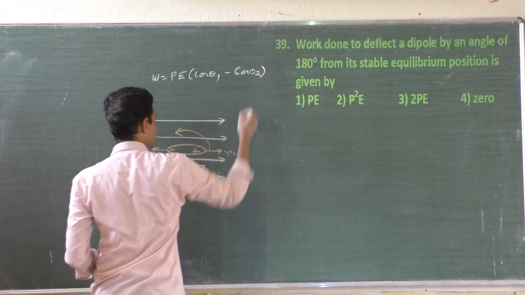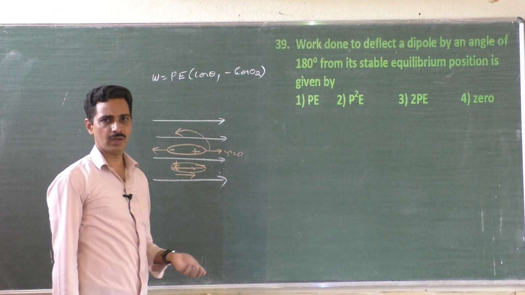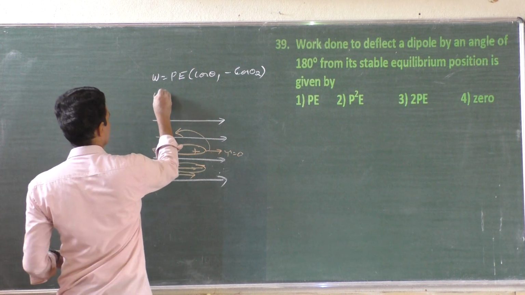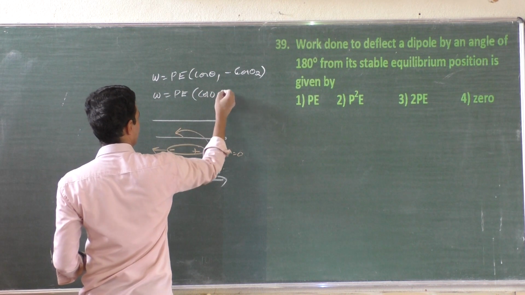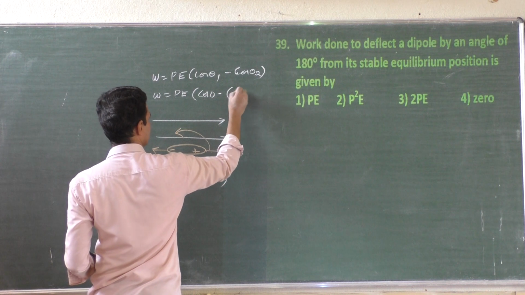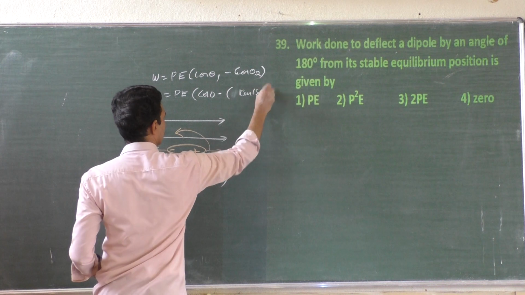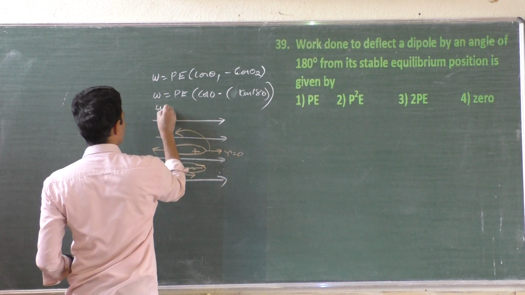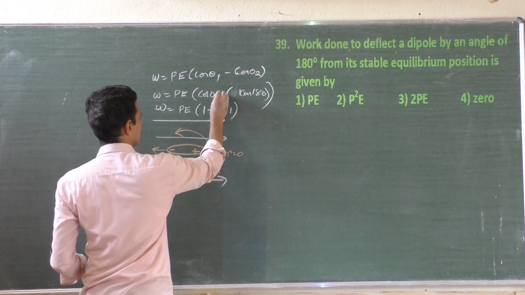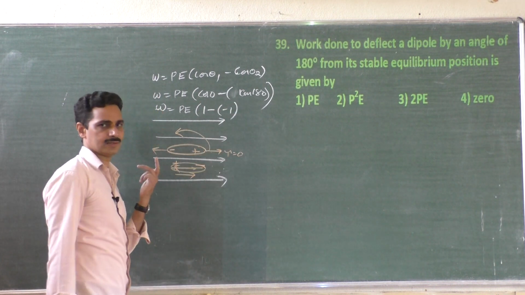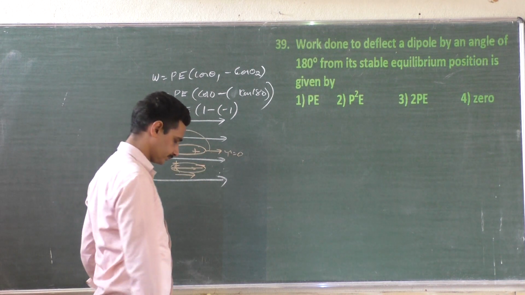So what is the energy in the initial position? pE cos theta 1. What is the energy in the final position? pE cos theta 2. Take the difference. W equals pE (cos 0 minus cos 180). Cos 180 is minus 1. Cos 0 is 1, minus of minus 1. The difference in the energies of the two positions is 2pE, third option.